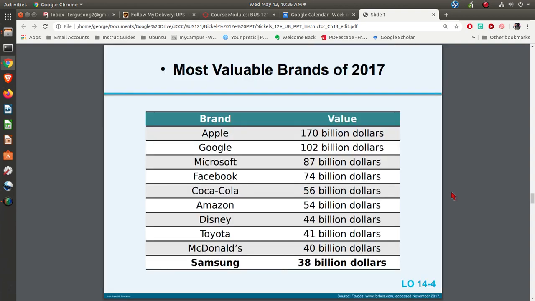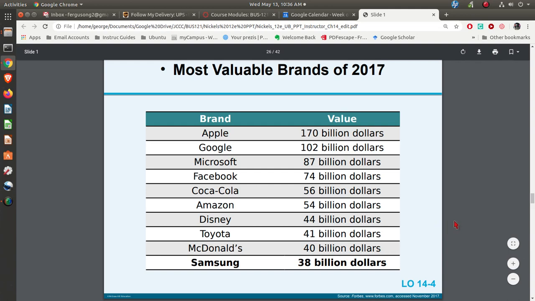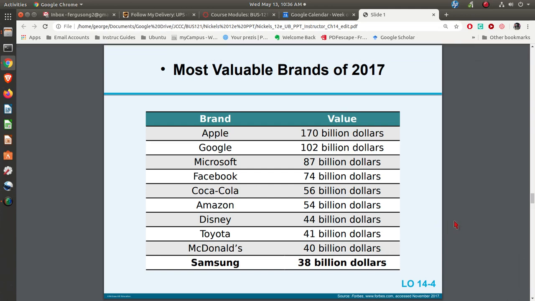And the most valuable brands several years ago, if you look at this, the top 5 of the top 6 are technology. Apple, Google, Microsoft, Facebook, and Amazon. It's really kind of interesting. And they protect those brands and the logos and the things that go along with it for everything they can.